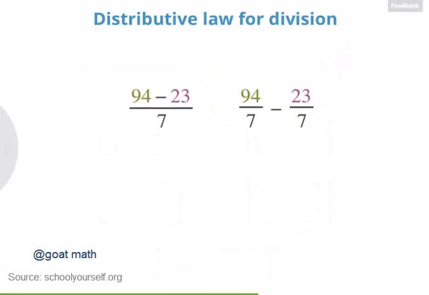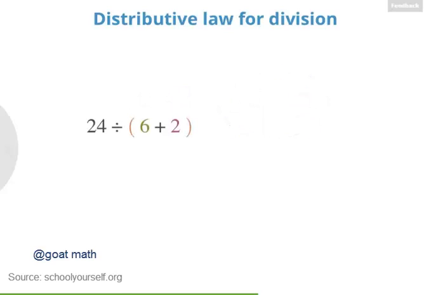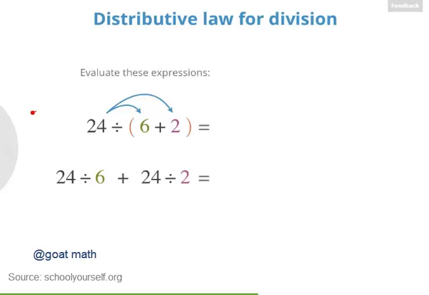Great, so these two expressions are equal. And so whenever you're adding or subtracting two numbers and then dividing by another number, you can distribute the division. But what if you're dividing a number, like 24, by a sum, like 6 plus 2? Are we still allowed to distribute the division? So does 24 divided by the sum 6 plus 2 equal 24 divided by 6 plus 24 divided by 2? Evaluate these two expressions to find out.